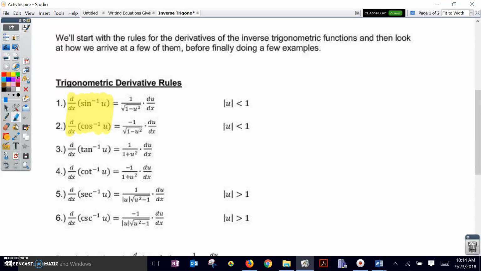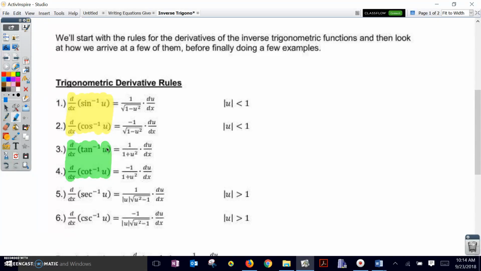We have the same relationship between the arctangent and the arccotangent. The derivative of the arctangent is 1 over 1 plus u squared, and then our chain rule application. And the derivative of the arccotangent is just the opposite of that, negative 1 over the quantity 1 plus u squared.